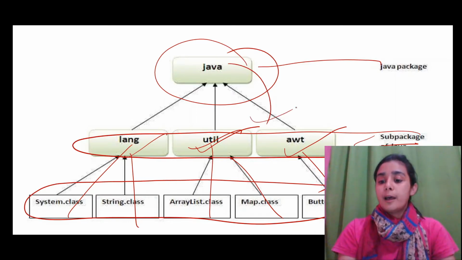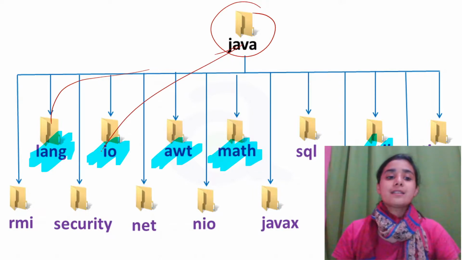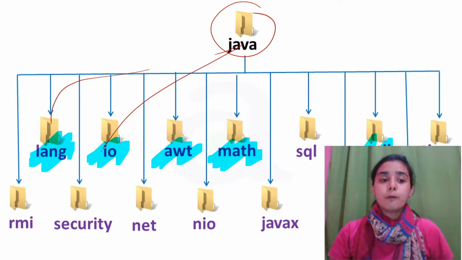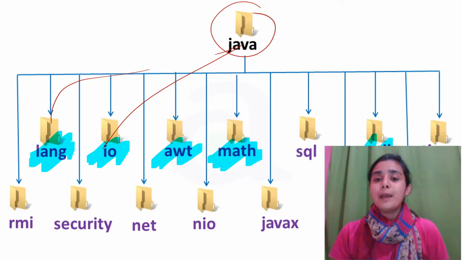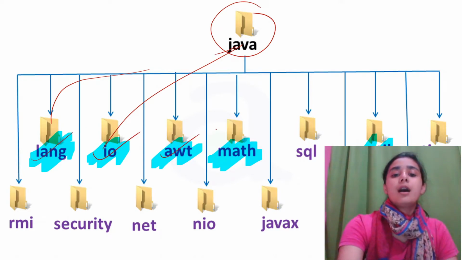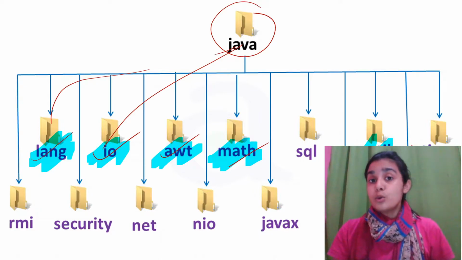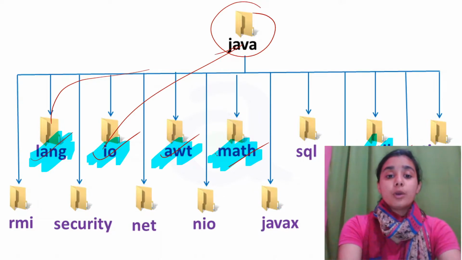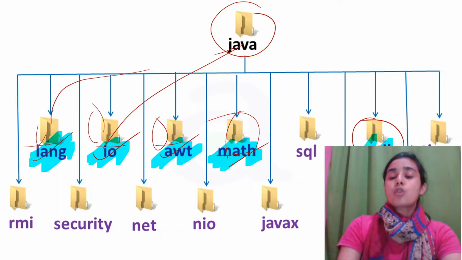Let's take the example of Java's packages. You can think of these as folders: lang package, io package, awt, math, sql, util, time, so many packages are there in Java. But the colored ones are the packages that we will use, which are in your syllabus. In your book these packages are given, and we will work with all of these. So this is called a package.